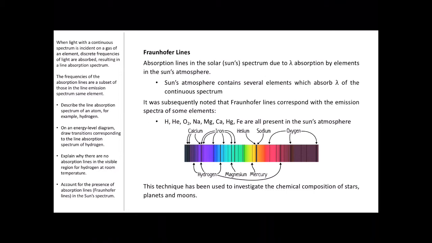So the sun is obviously a source of light, and there's different elements that are present in the sun's atmosphere. So when the light is passing through these elements, they absorb wavelengths of the sun's continuous light spectrum. So these lines appear in the sun's absorption spectrum.